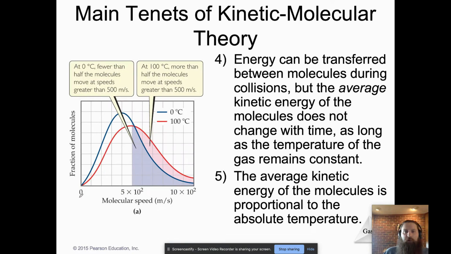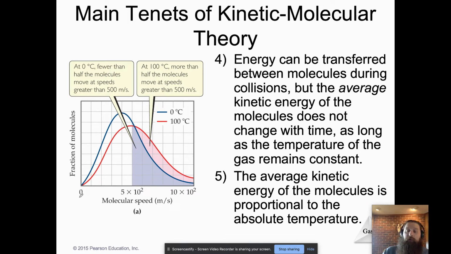Number 4, another tenet, says that energy is transferred between molecules, like when they bump into each other. So this molecule is moving fast, this molecule is moving faster. When they hit, momentum is transferred. Even though that happens, we assume that the average kinetic energy of the molecules doesn't change over time, as long as the temperature remains constant.